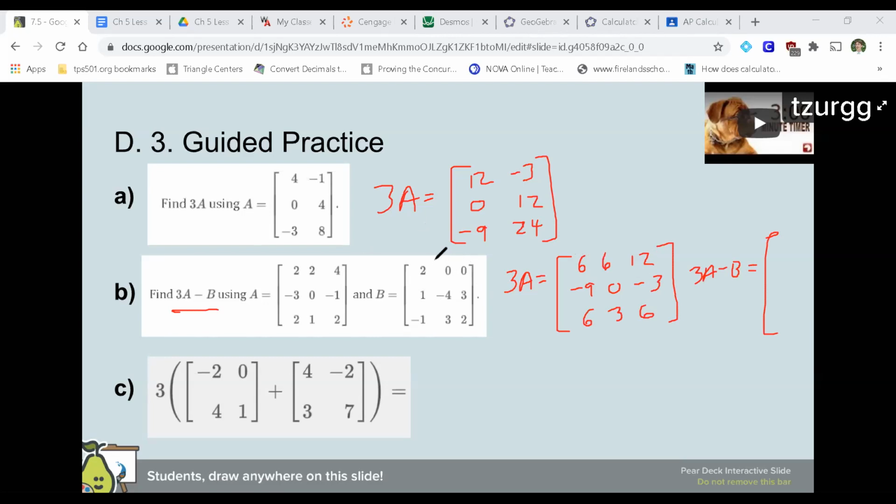6 minus 2 is 4. 6 minus 0 is 6. 12 minus 0 is 12. Negative 9 minus 1 is negative 10. 0 minus negative 4 is positive 4. Negative 3 minus 3 is negative 6. 6 minus negative 1 is 6 plus 1 is 7. 3 minus 3 is 0. 6 minus 2 is 4.